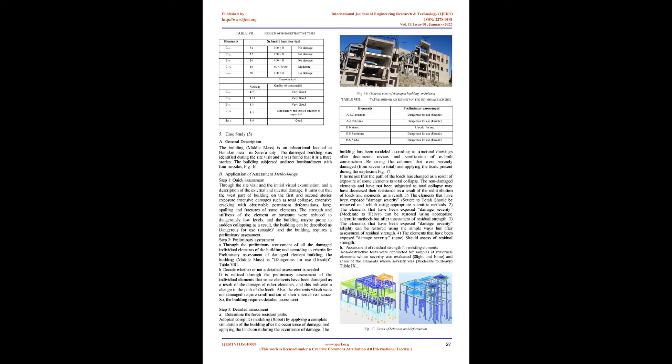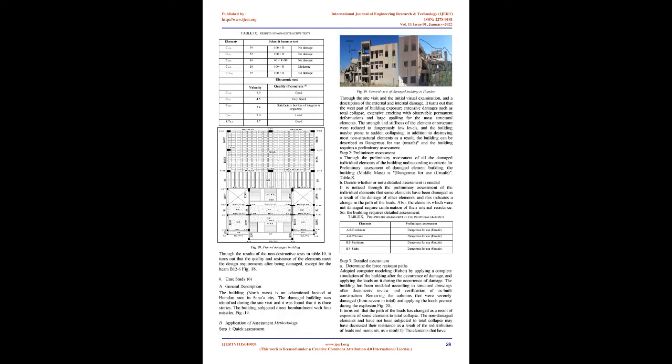Step 2. Preliminary assessment. A. Through the preliminary assessment of all the damaged individual elements of the building and according to criteria for preliminary assessment of damaged element building, the building, Middle Mass, is dangerous for use, unsafe. Table 8. B. Decide whether or not a detailed assessment is needed. It is noticed through the preliminary assessment of the individual elements that some elements have been damaged as a result of the damage of other elements, and this indicates a change in the path of the loads. Also, the elements which were not damaged require confirmation of their internal resistance. So, the building requires detailed assessment.